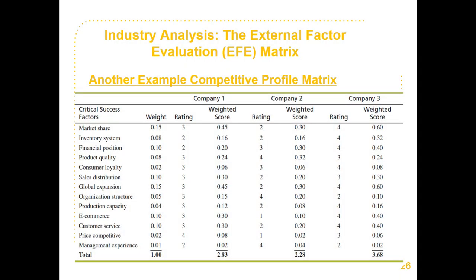Another competitive profile is provided in this table. Note that company 2 has the best product quality and management experience, company 3 has the best market share and inventory system, and company 1 has the best price as indicated by the ratings. Avoid assigning duplicate ratings on any row in a CPM.